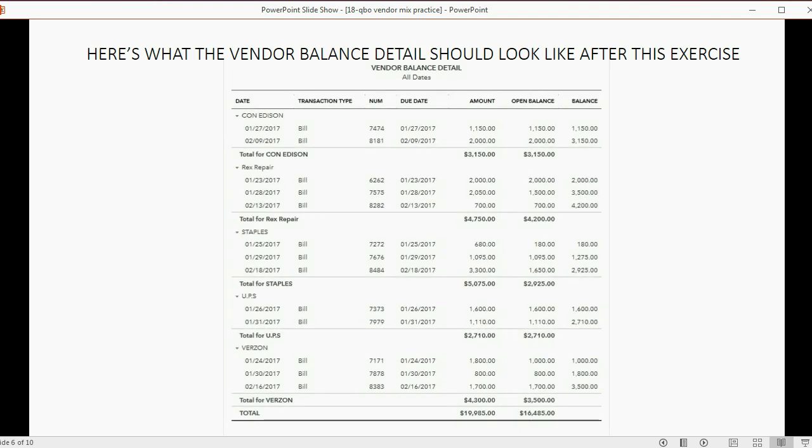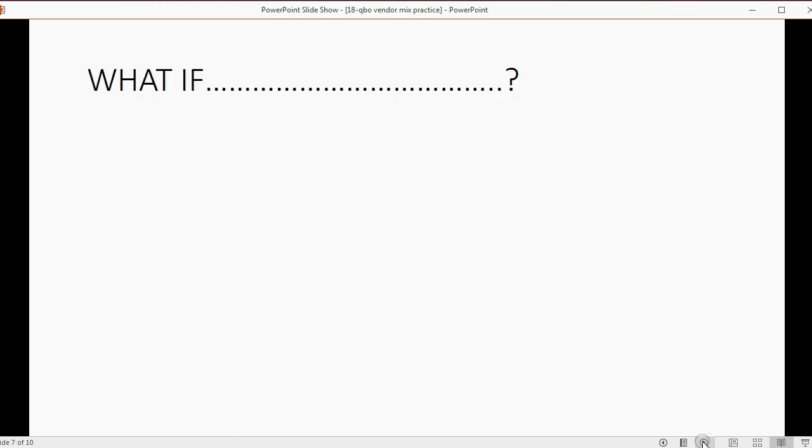Now, here's what the vendor balance detail should look like after this exercise. Remember, it's not enough that the balance of each vendor is correct. You have to make sure that each individual line, especially the open balance column, each individual line is the same as mine. If not, then you have a mistake.